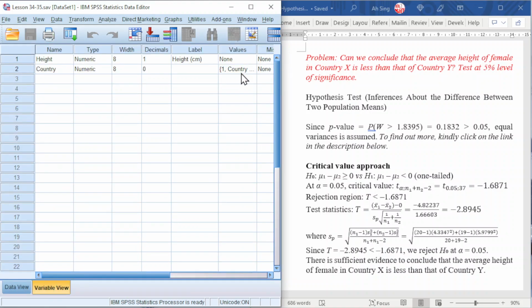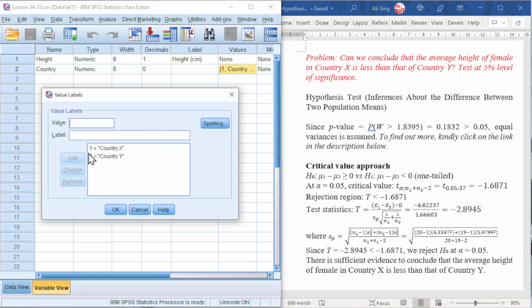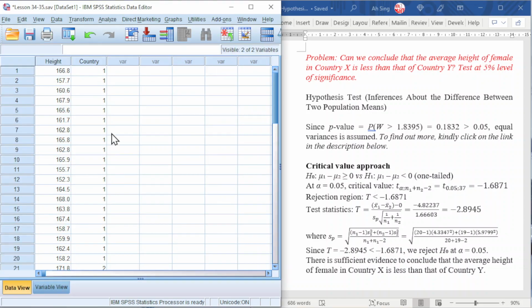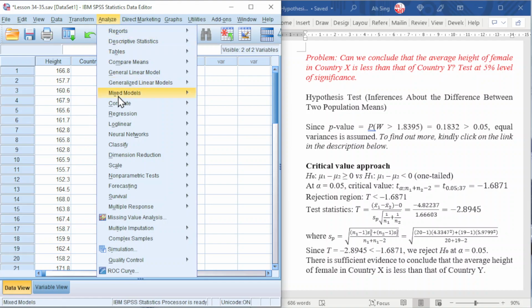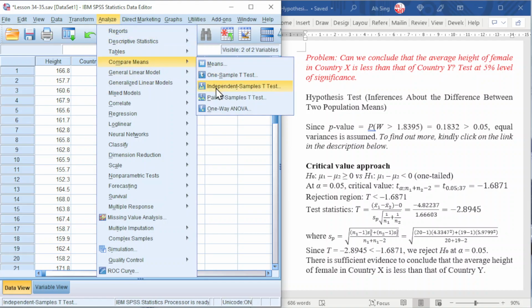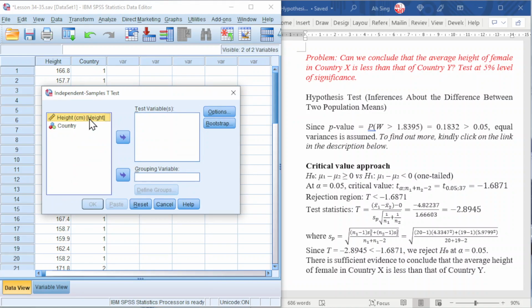Under Values, click on the button, and we can let 1 be equal to country X and 2 be country Y. We notice that the number of observations for each group may not be the same. Let's try the test. Go to Analyze, click on Compare Means, Independent Samples t-test. Move the variable of interest to Test Variable. Move the grouping variable to Grouping Variable.